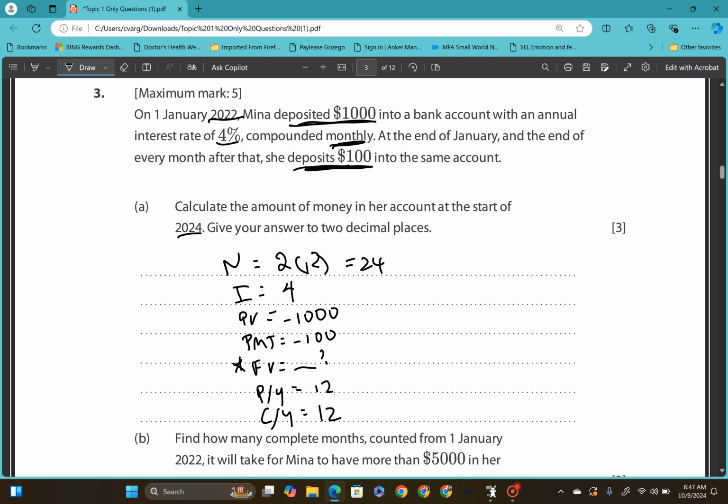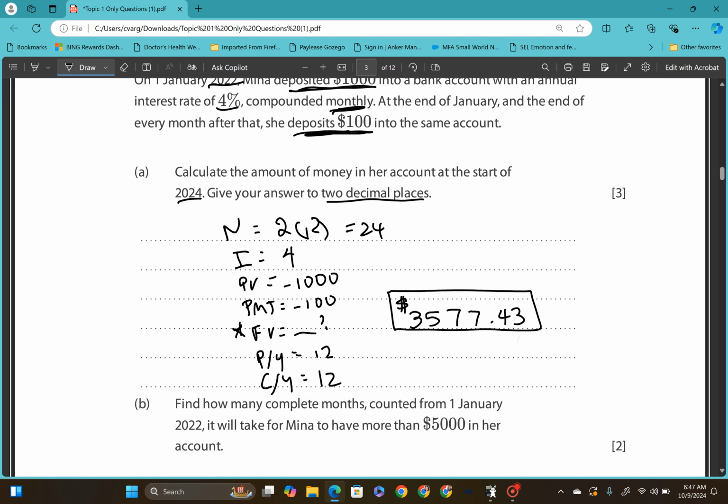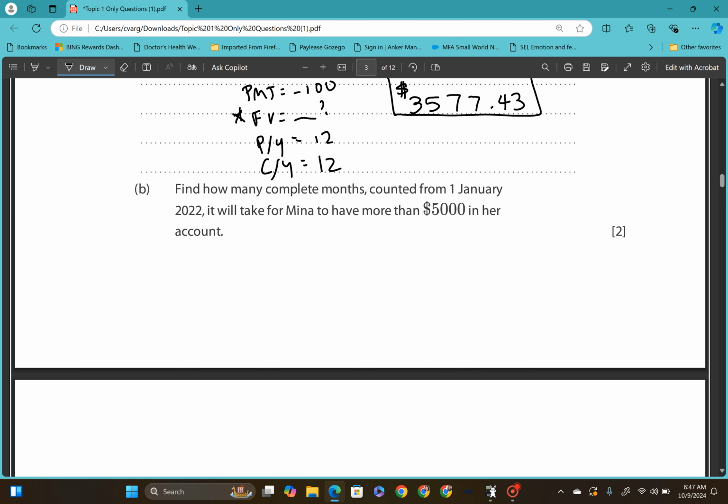When you hit alpha solve, I think I've showed you this a couple of times already, you're going to get 3577.43. And it says give your answer in 2 decimal places. When they give you their specific directions, if you round it to 3 significant figures, you're actually going to lose a point. So try to get all the points that we can get.